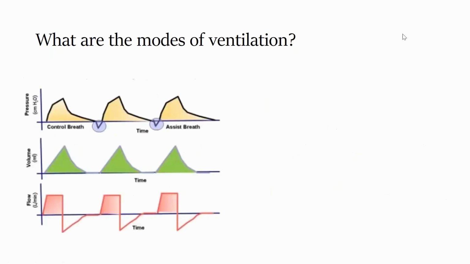Anyone can answer. Okay, volume control, very good. Volume controlled. I think it's clear. It's volume control, because you can see the volume is constant, and if you see the flow, there is a constant rectangular flow time waveform, and the pressure actually is increasing, because in a volume controlled ventilation, the pressure will increase and it will come down.